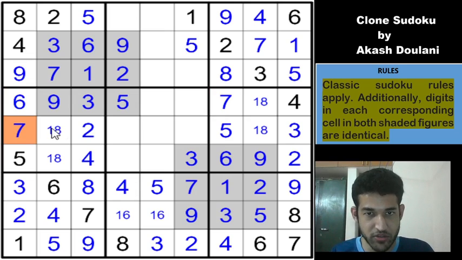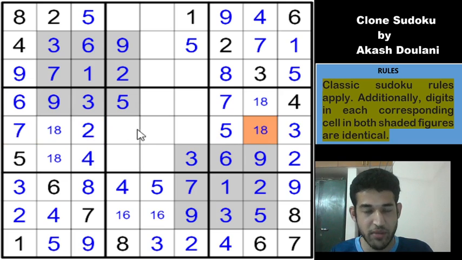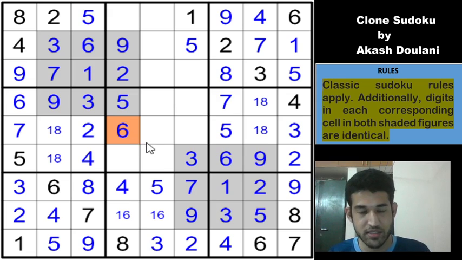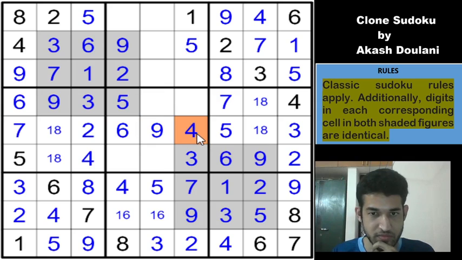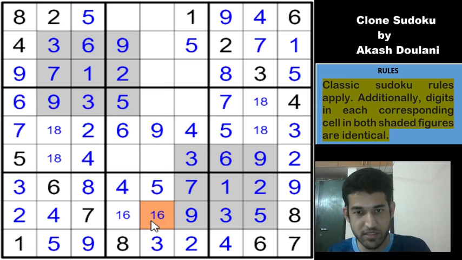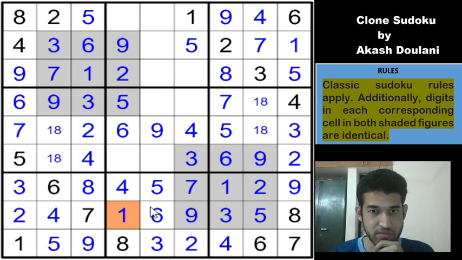Okay, now we can make use of the pair 3 5 2 7 1 and 8. So remaining digits are 4 6 and 9. So in row 5 column 4, 4 and 9 can't go, so this will be a 6, and a 9 can't be here, so this will be a 9 and this will be a 4. There is a 6 here, which means this will be a 6 and this will be a 1.